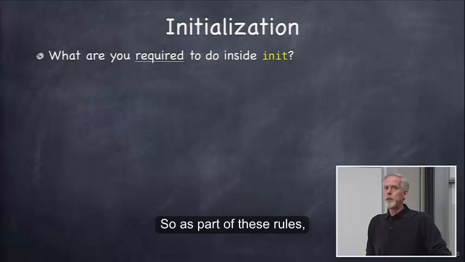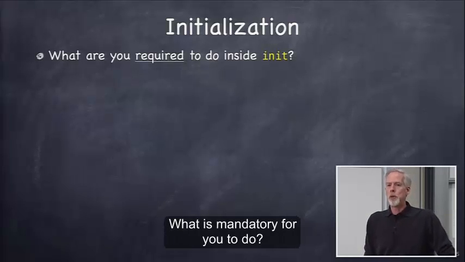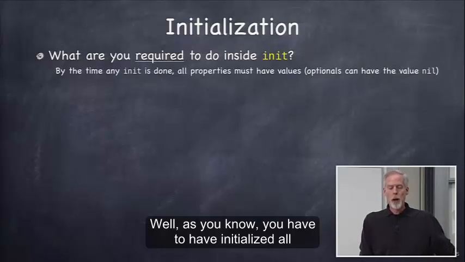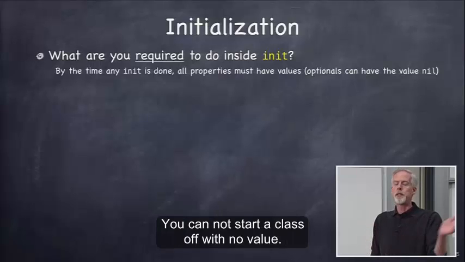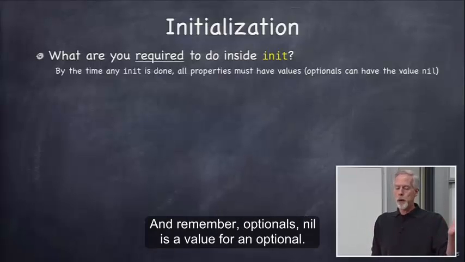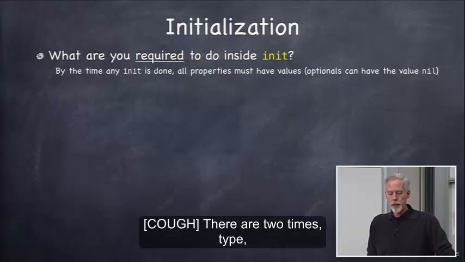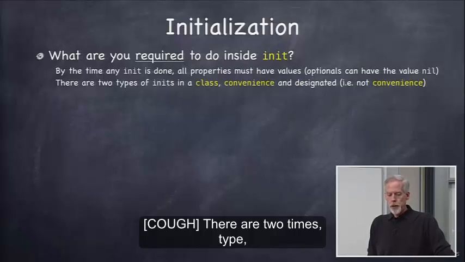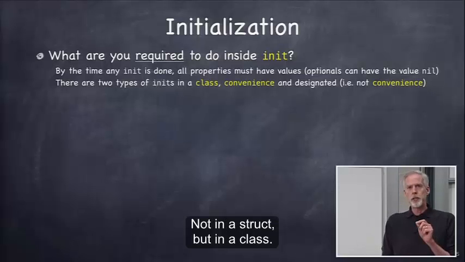All right, so as part of these rules, what are you required to do inside of init? What is mandatory for you to do? Well, as you know, you have to have initialized all the properties in your entire class. You cannot start a class off with no values. And remember, optionals, nil is a value for an optional, so if an optional is nil, it is set, so everything's fine there. There are 2 types of inits in a class, not in a struct, but in a class.